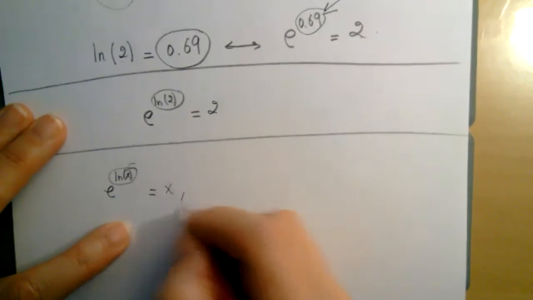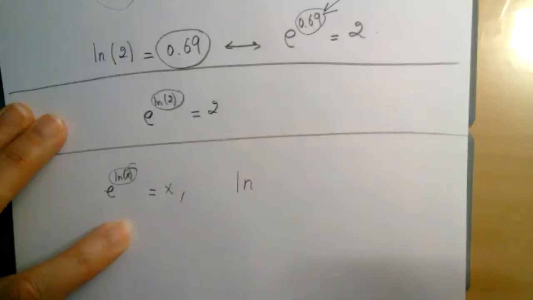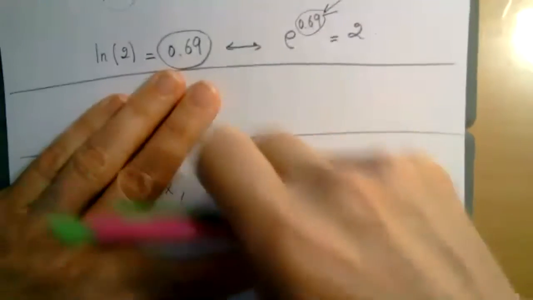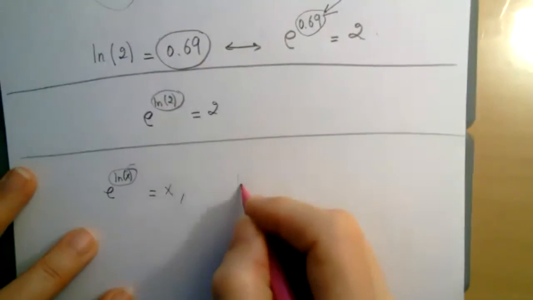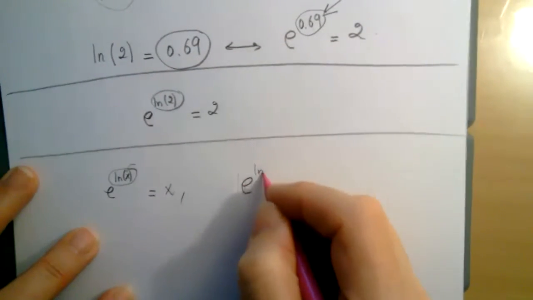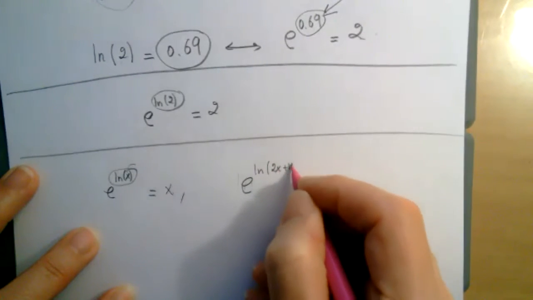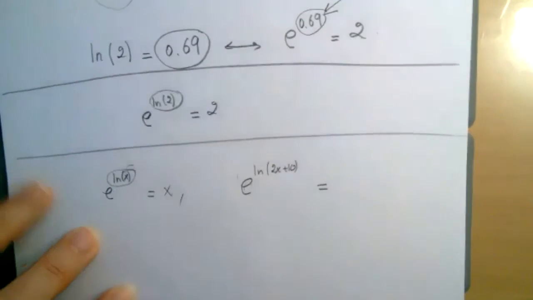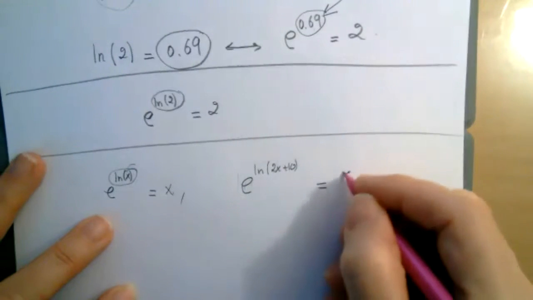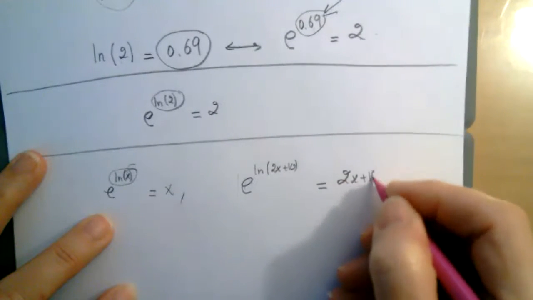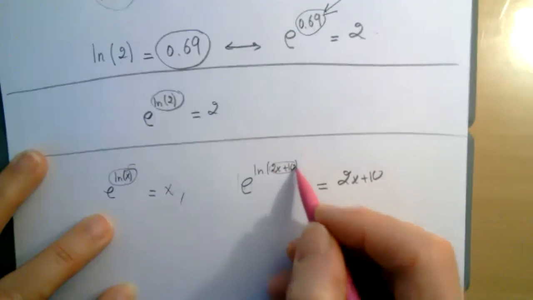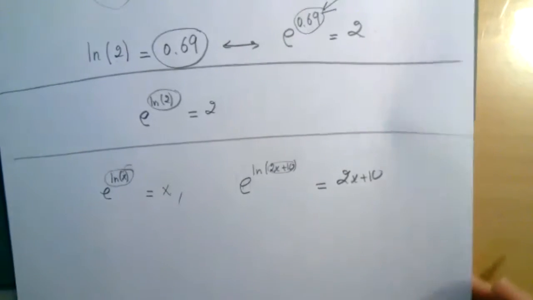So let us keep going. e to the ln of 2x plus 10. It's 2x plus 10. So whatever you have here, that's what you get right there.